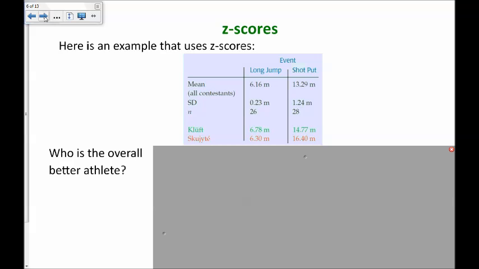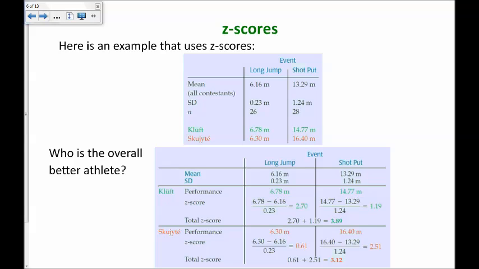So here's an example that uses z-scores. Okay? So we're comparing two track athletes and comparing their long jump and shot put scores compared with the mean and standard deviations. Okay, and this type of calculation actually happens in things like decathlons and triathlons and things where multiple events are happening and you have to find one winner. Okay, so the question is, who is the better overall athlete? Is it Kluft or Sklut? I can't say those names, I'm sorry.